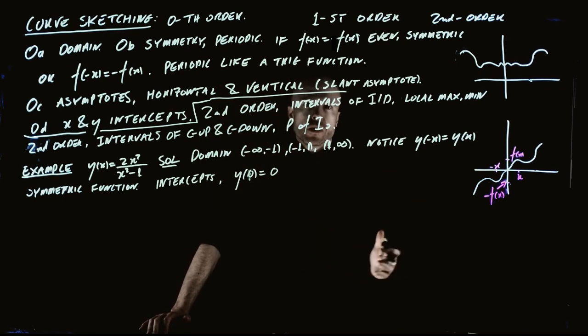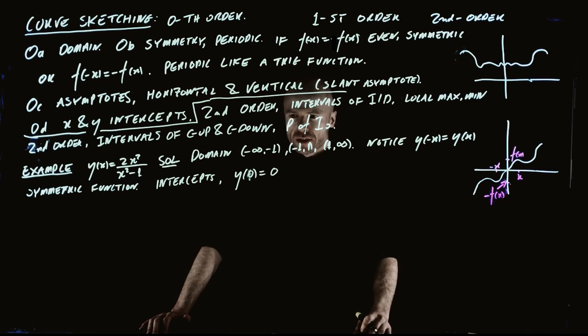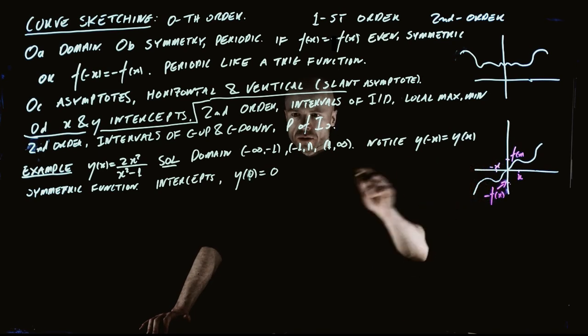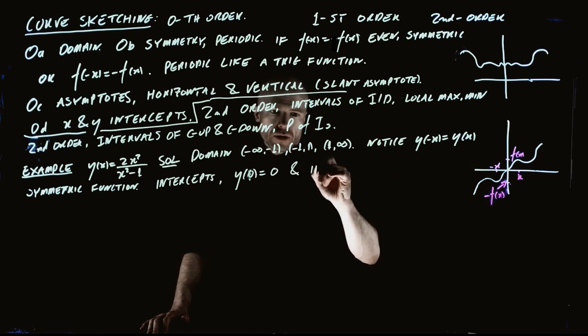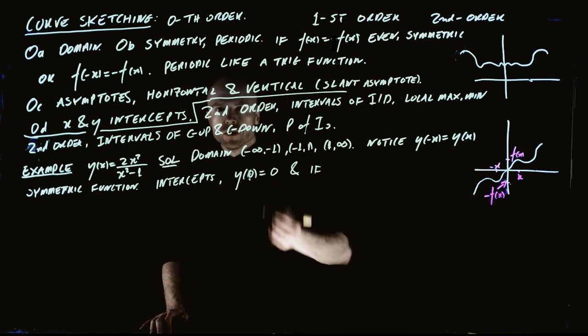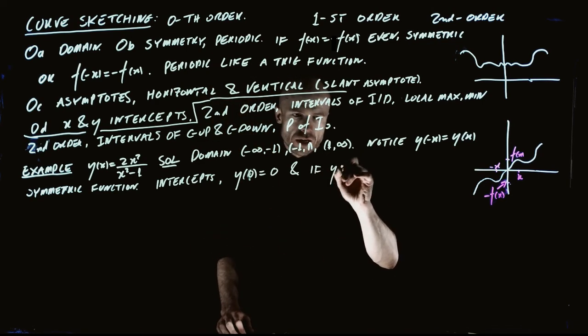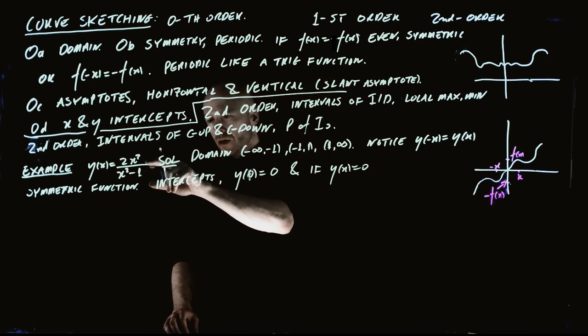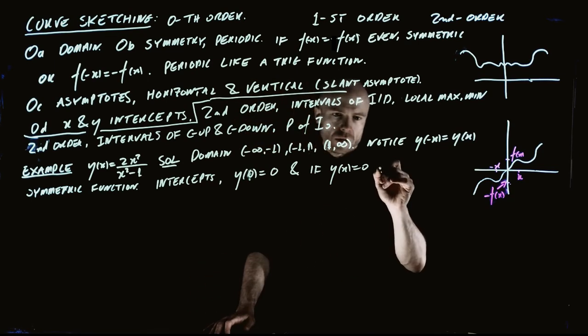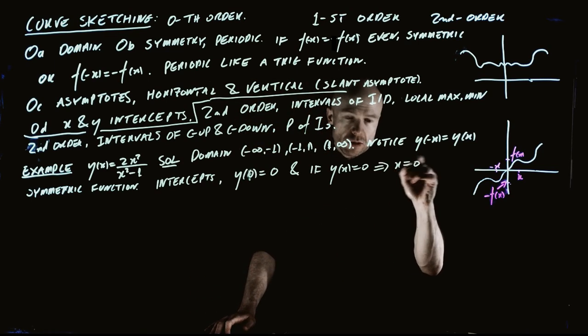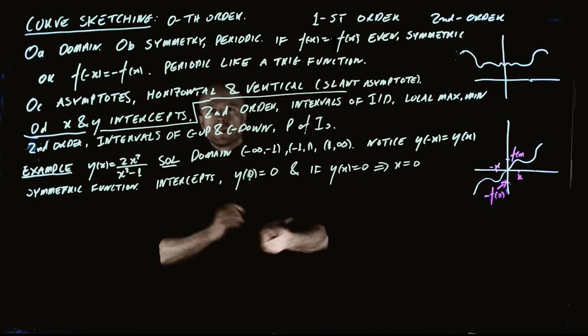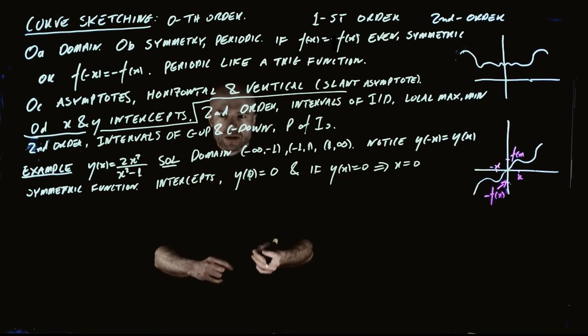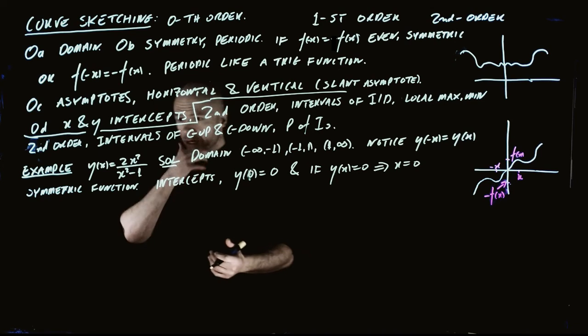So it is only going to cross the y-axis at the point 0. And where does it cross the x-axis? It crosses the x-axis when y of x is equal to 0. So if y of x equals 0, if you look at this thing, the only way this thing can be 0 is if actually x itself is 0. This implies x equals 0. So it only crosses the x and y axes at one point, and that's the point 0, 0. So that is the only intercept.